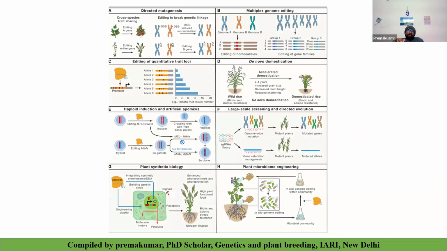But take, for example, haploid induction and artificial apomixis through genome editing. It's very important for us because it's used in plant breeding, and so is editing quantitative trait loci. De novo domestication is also important for plant breeding. In that way, you have to read. But plant microbiome engineering is not needed for us. Don't go into detail. And synthetic biology is also not needed that much for us. You just leave it. But you should know what synthetic biology is.